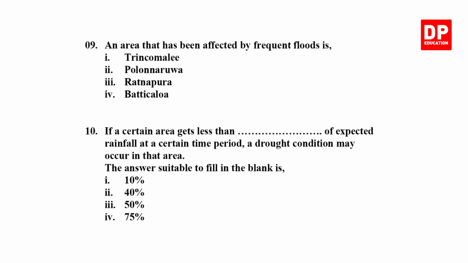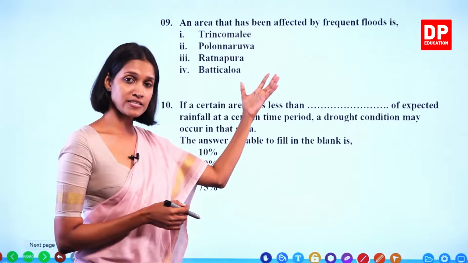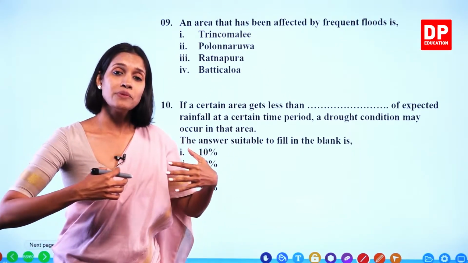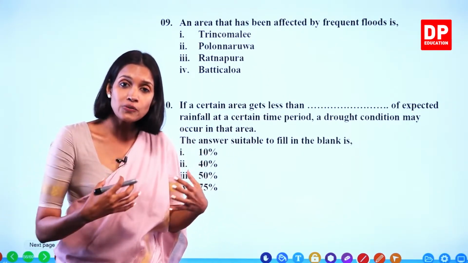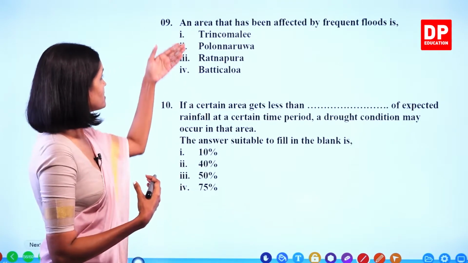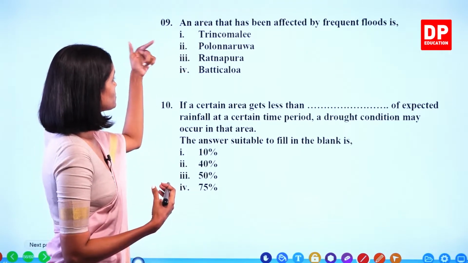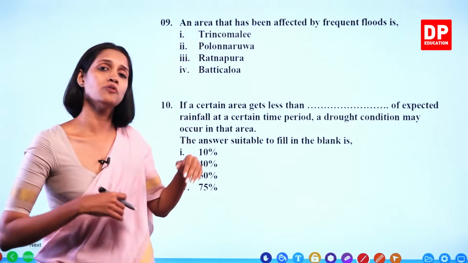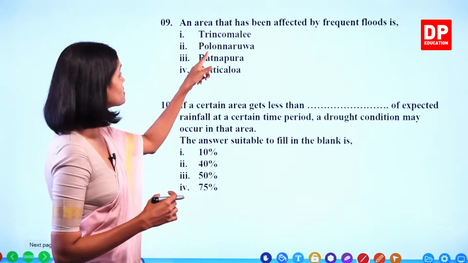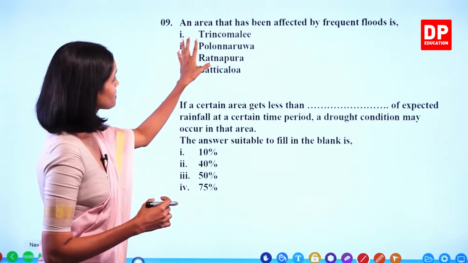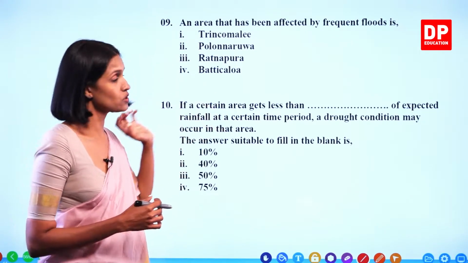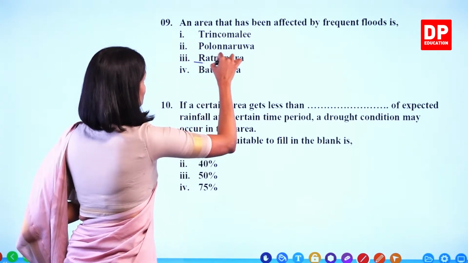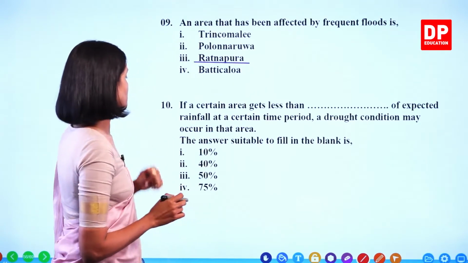Right. Number 9. An area that has been affected by frequent floods is. Right? Some areas in Sri Lanka are frequently affected by flood. Trincomalee, Polonnaruwa, Ratnapura, Batticaloa. So out of these 4 areas, some of you might know this, Ratnapura is frequently affected by floods. Okay? Ratnapura.